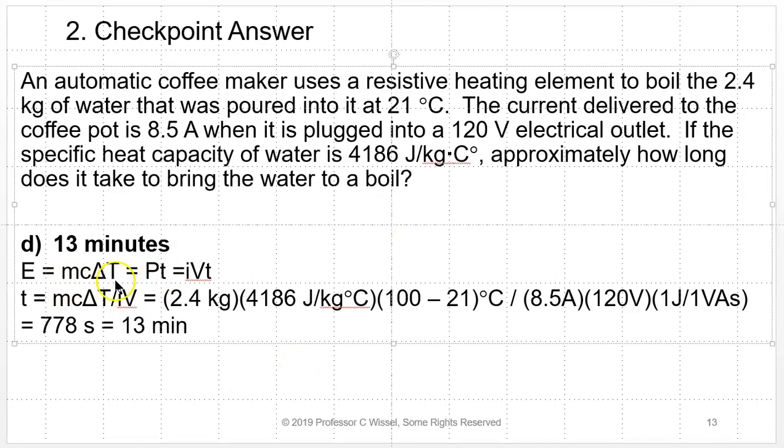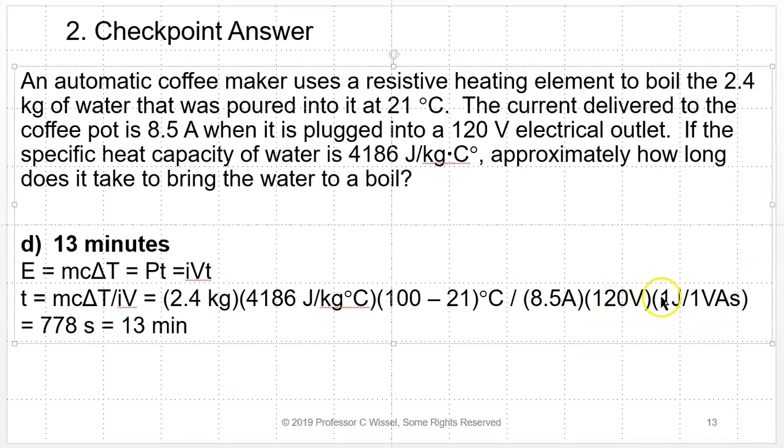The energy equals MC delta T, also equals P times T, and also equals I times V times T. So then we can solve this for T. T will equal MC delta T divided by I times V. So the mass is 2.4 kilograms. The specific heat is 4,186 joules per kilogram degree C. The temperature difference is 100 minus 21 degrees C. And then we have to divide by the current, which is 8.5 amps, and the voltage was 120 volts.